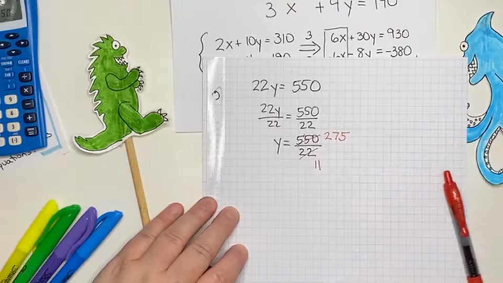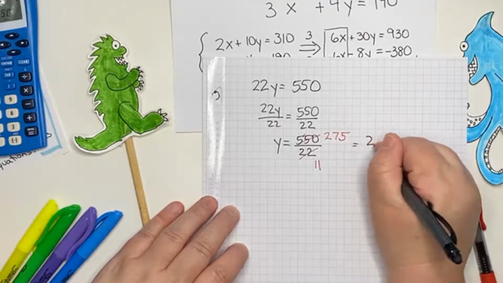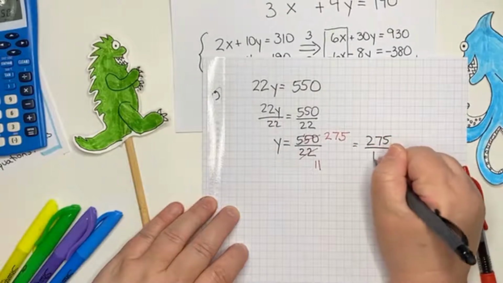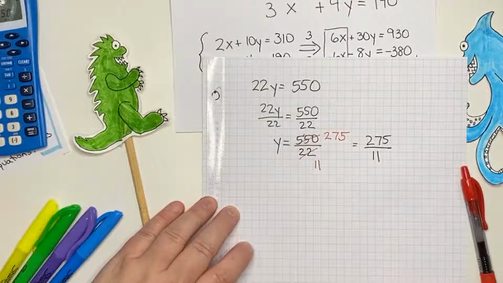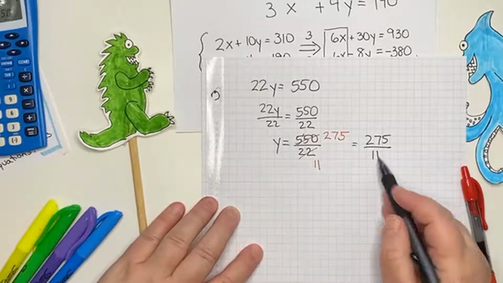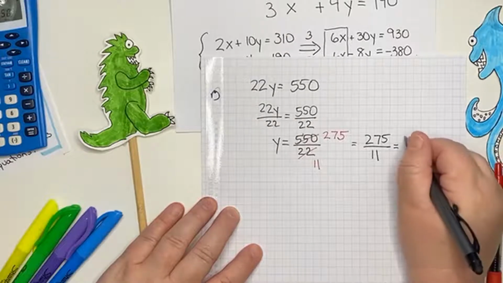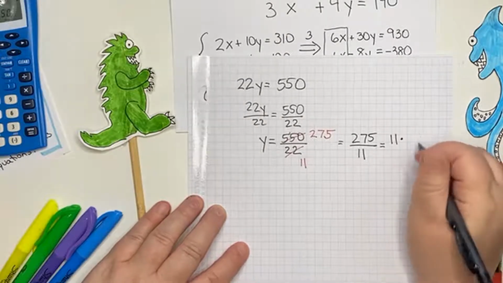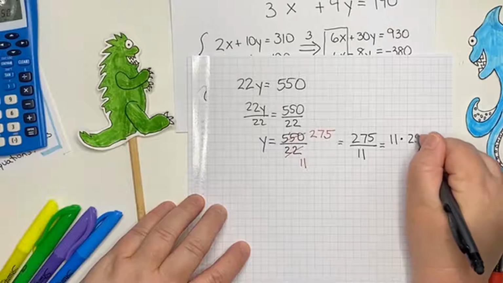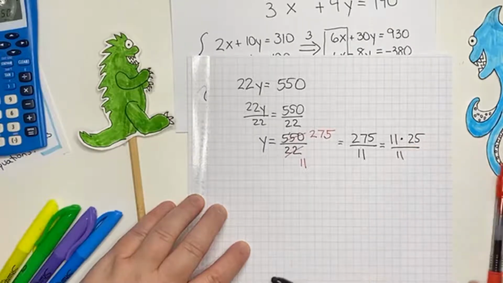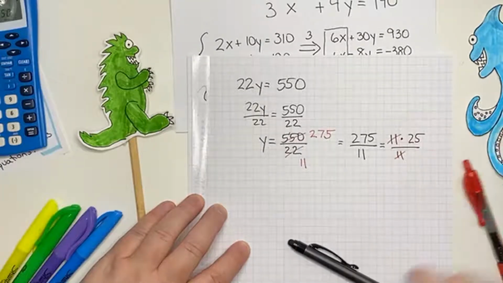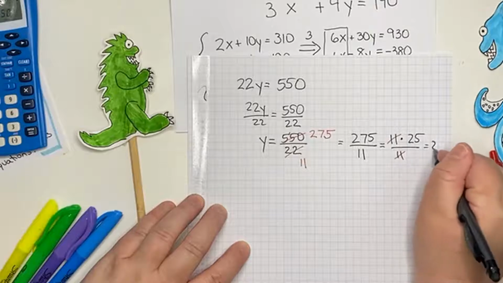275. Woohoo. I'm going to have to check this on my calculator. I don't trust myself. And then 275 over 11. I wonder if 11 goes into 275. And the answer is, I believe it does. I believe this is 11 times 25. And then we can cancel the 11s. And then I think we get 25.